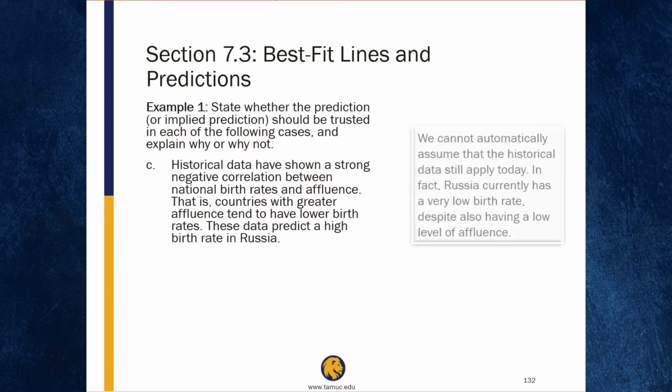Well, the prediction here cannot be automatically assumed, as the historical data may not still apply today. In fact, Russia has very low birth rates despite having a fairly low level of affluence and wealth in general. So the prediction really doesn't hold true for those reasons.